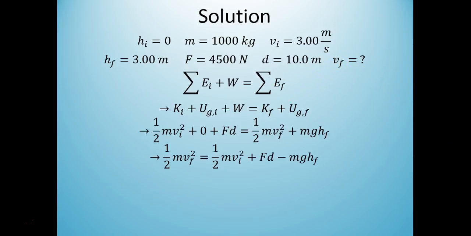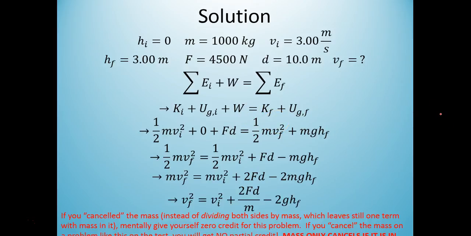So I subtract mgh final from both sides. And then I multiply both sides by 2. So there's where this factor of 2 comes in, and the half goes away over here. And also notice that going from this line to this line, I have switched sides of where I'm putting my 1/2 mv squared. In other words, I used the reflexive property of equations. Now I divide both sides by m.